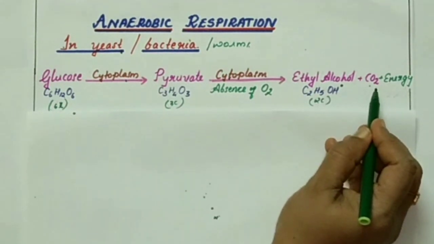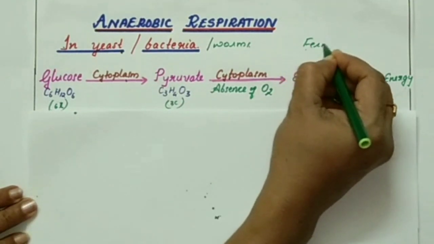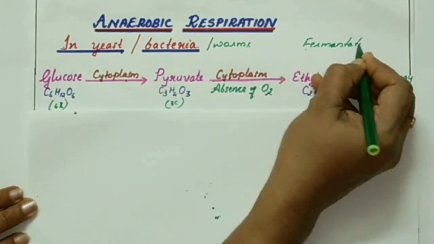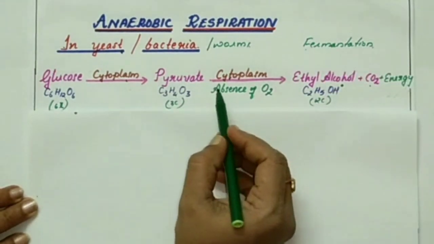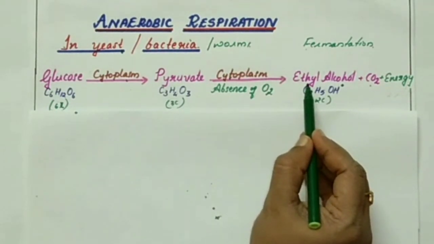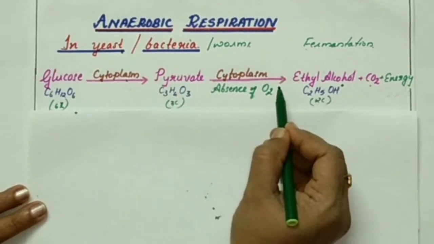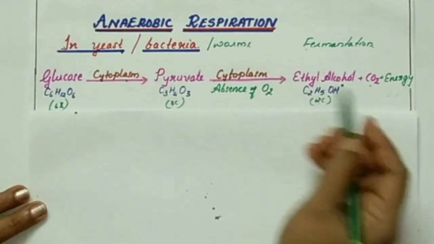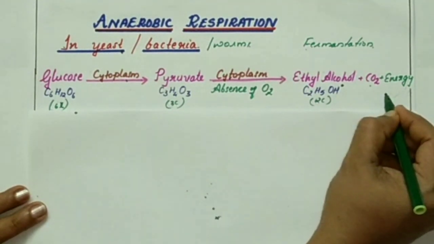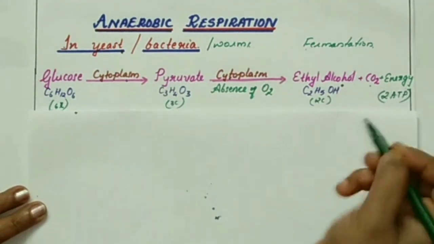This anaerobic respiration that takes place in yeast is called fermentation. Here the pyruvate is converted into ethanol, which is a 2-carbon compound. The pyruvate is not completely broken down, and only a small amount of energy is produced in this anaerobic respiration, that is, only 2 ATP molecules of energy.